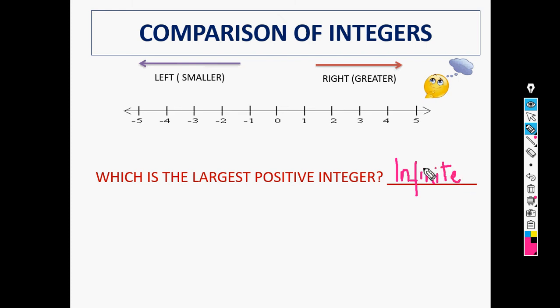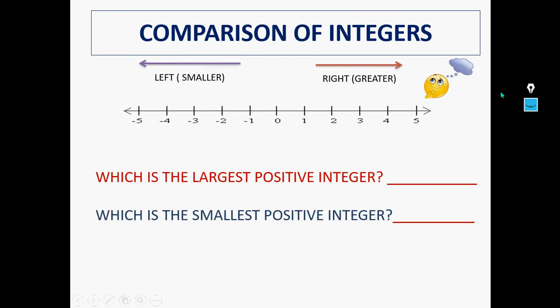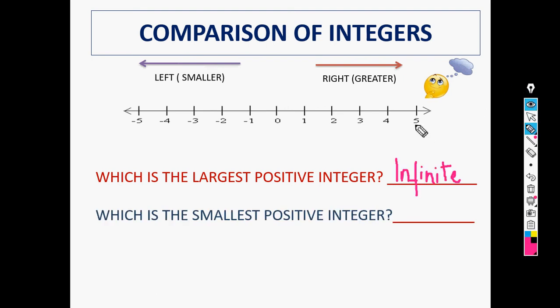So let's do the second question. Get set now. The second question is, which is the smallest positive integer? Can you answer this looking at the number line? So 0, if you write, is wrong, because 0 is neither negative nor positive. So the first positive integer here on the number line is 1. So the smallest positive integer is 1.